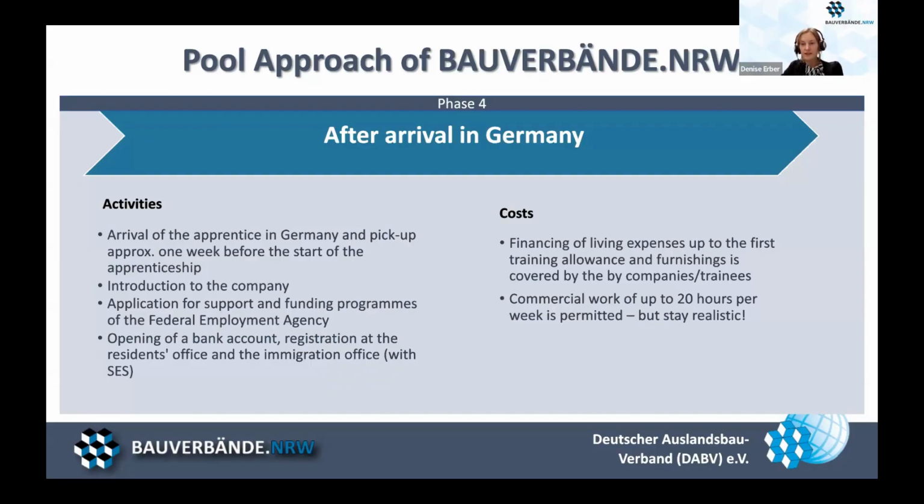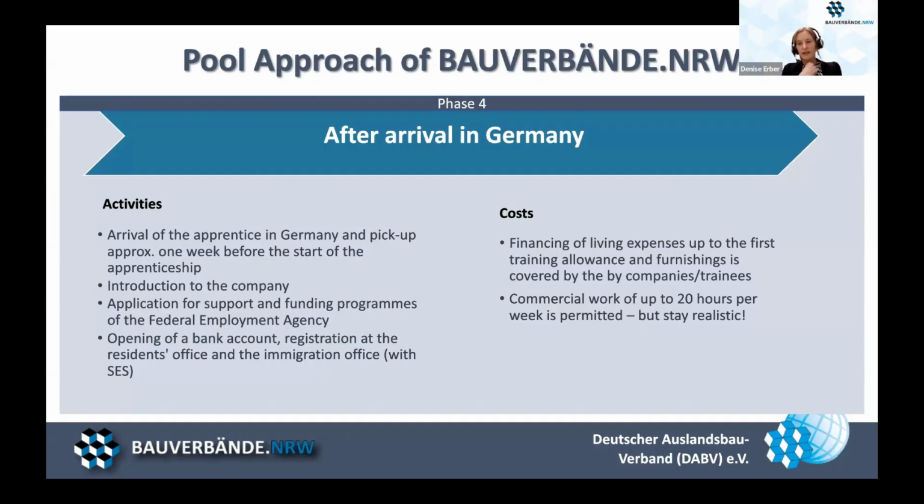The living expenses up to the first training allowance, and furnishings, are usually covered, or they should be covered, by the company. We tell the company that they are just arriving with their baggage, so they don't have anything. They cannot just come here and pre-finance everything if the salary is coming 1 month later. So the company usually pays for the living expenses, like the first month's rent, for the employee or trainee.